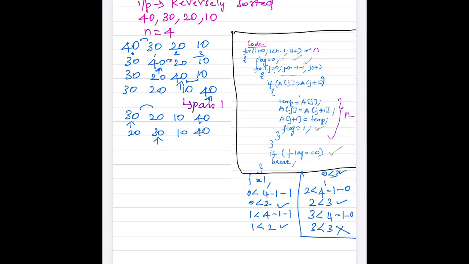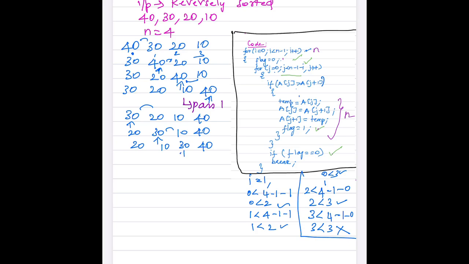Yes, it is true. Then it will check whether a[j] is greater than a[j+1]. Is 30 greater than 10? Yes, it is true. Then it will perform the swap. Then do the swapping: 20, 10, 30, 40. Okay, what is the next condition? Since the swapping is done, it should increment j.